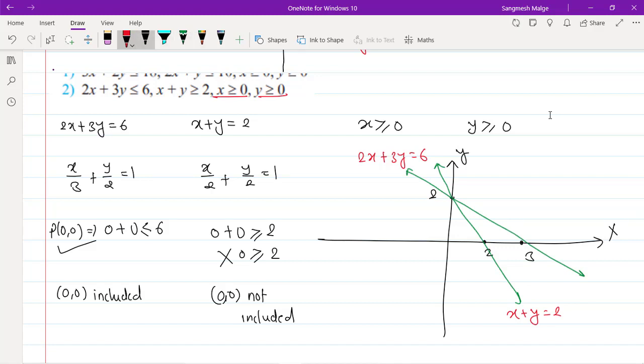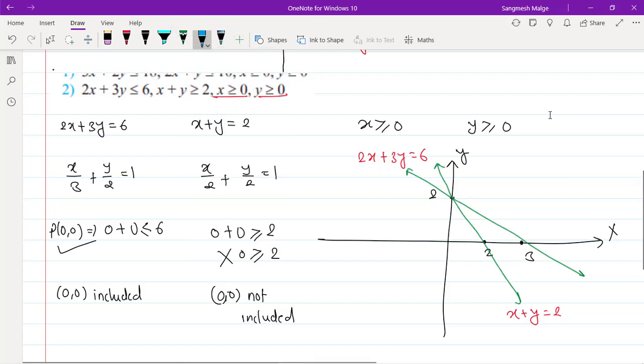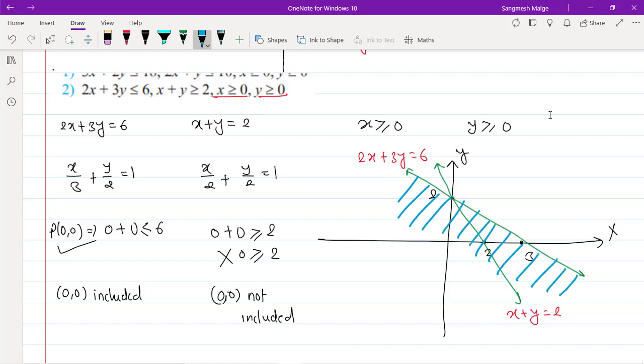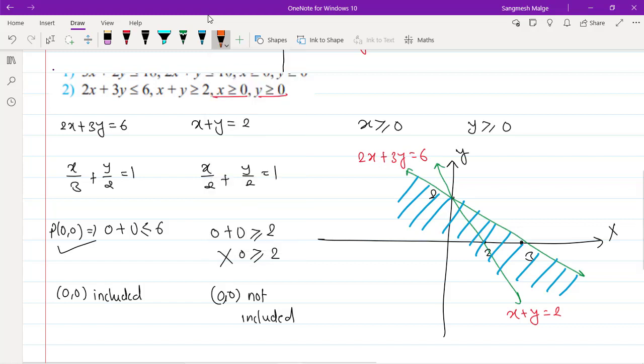So what do you think? What is the feasible region for this? So the feasible region for the first line, 0 is included. So this was our first line and 0 is included, which means this is the feasible region. And for the second line 0 is not included, which means for this our feasible region is like this. So let's mark that feasible region.